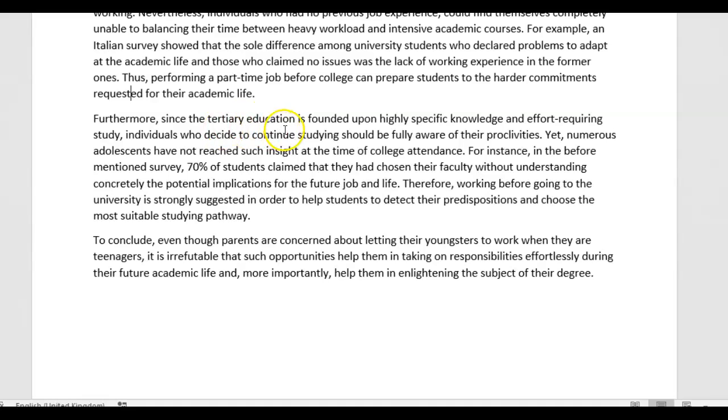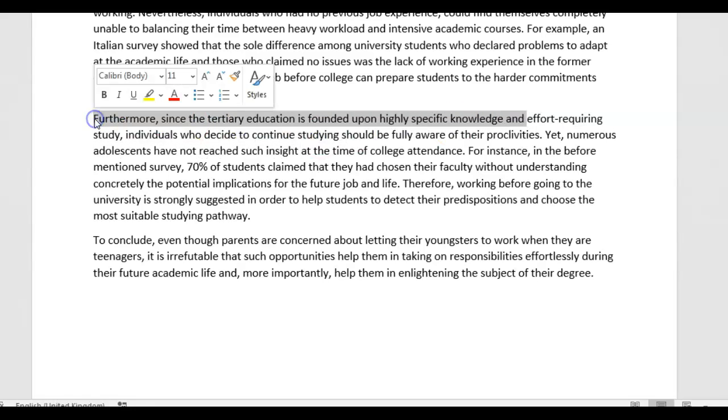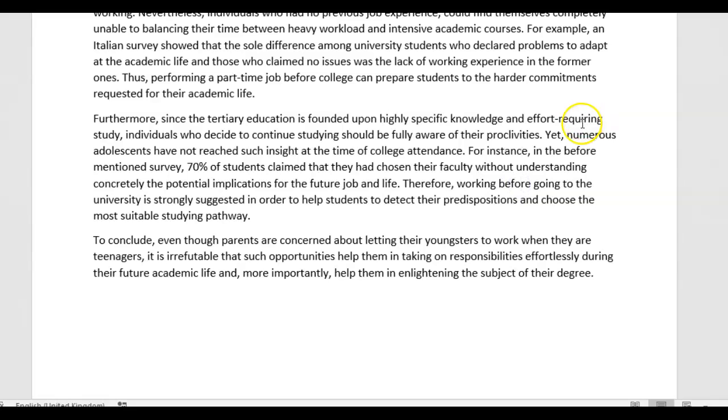Furthermore, since the tertiary education is founded upon highly specific knowledge, great vocabulary, and great complexity, I just love your style. And effort requiring study, I'm not sure if this exists, you can say effort consuming. Yes, that's an existing complex adjective in English. Individuals who decide to continue studying should be fully aware of their proclivities. Nice word, proclivities. Yet numerous adolescents have not reached such insight at the time of college attendance.